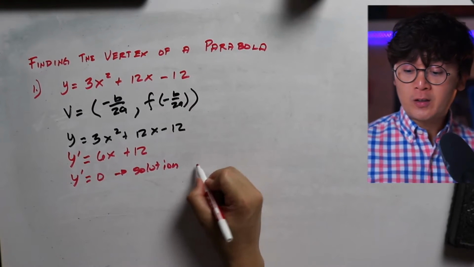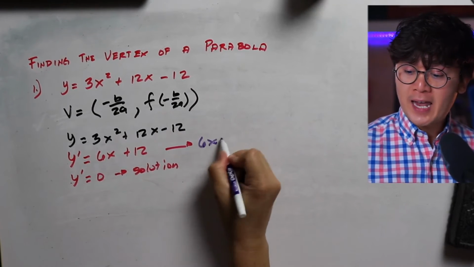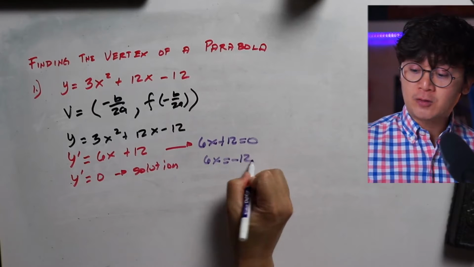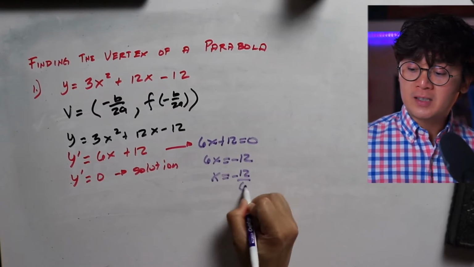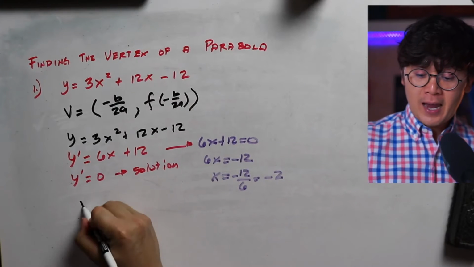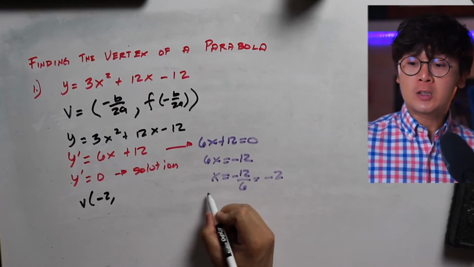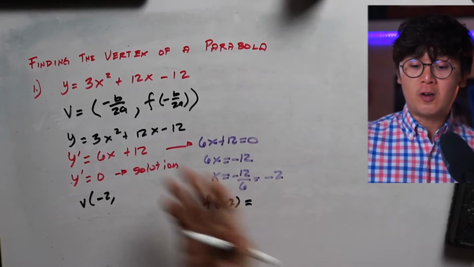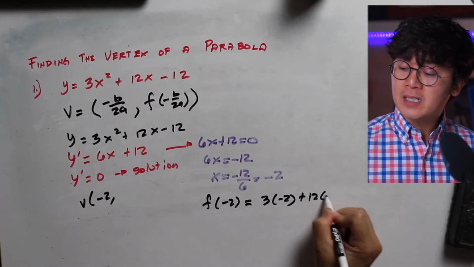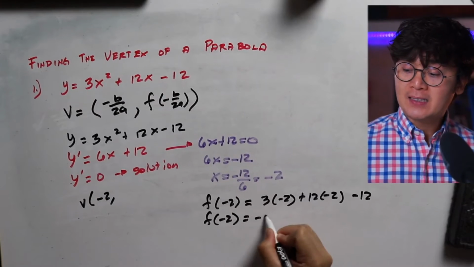To do that, all you need to do is to equate 6x plus 12 to 0. 6x plus 12 equals 0, and then you solve for x. So we have 6x equals negative 12, and x equals negative 12 over 6, or negative 2. So now we have the x-coordinate of our vertex, and to find the y-coordinate, we're going to substitute the value of negative 2 into our function. So we'll have 3 times negative 2 squared plus 12 times negative 2 minus 12, and that will give us negative 24.